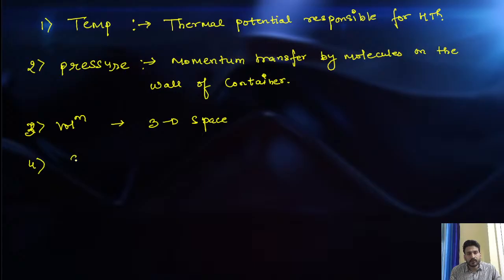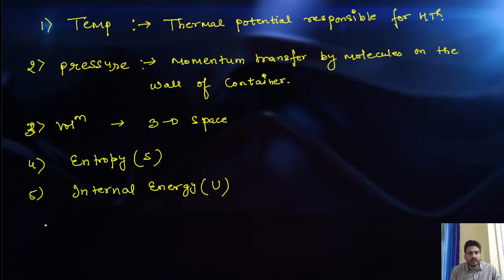Fourth will be entropy, denoted by S. Fifth will be internal energy, denoted by U. Sixth will be free energy, in which we will discuss the Helmholtz and Gibbs free energy. And seventh will be composition.